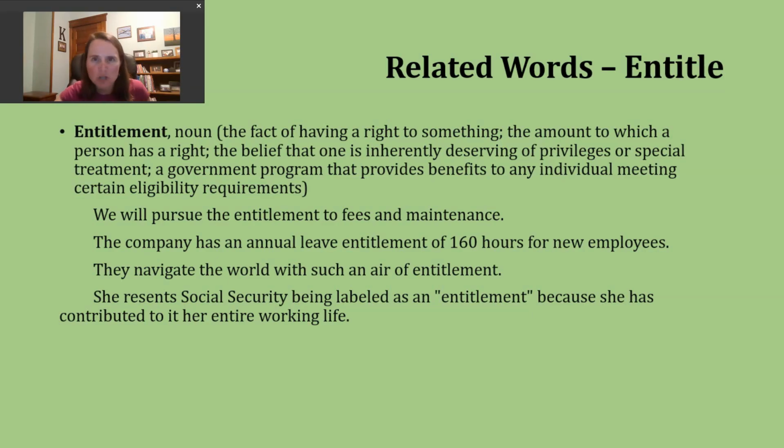That goes way beyond the scope of this, but I was starting to explain this because of my example sentence here. It says, she resents Social Security being labeled as an entitlement because she has contributed to it her entire working life. And that's how the system works. Every person who works a job receives wages or salary. A portion of their income goes into Social Security. And also the employer pays into this fund. And then once you reach a certain age, you start to get monthly payments.